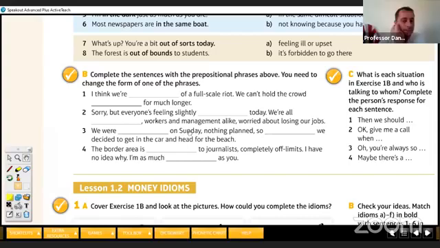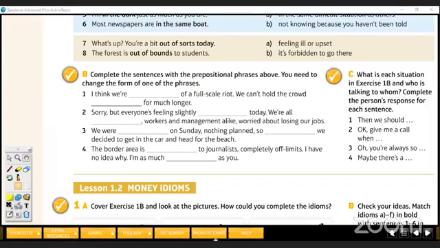we were at a loose end on Sunday, nothing planned, so on impulse, we decided to get in the car and head for the beach. Got it? Number four, the border area is to journalists completely off limits. I have no idea why I'm as much as you.